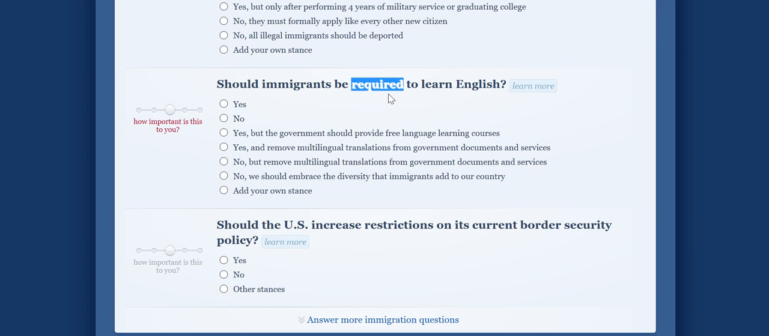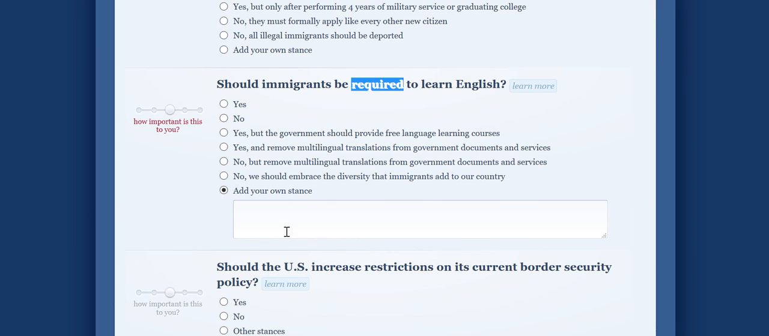But would I require you? Well, I don't know. What's the punishment we're talking about? Am I going to throw you in jail if you don't learn English? Am I going to deport you if you don't learn English? That seems a little questionable, and it can get kind of squirrely there. So, I don't know. Let's add our own stance here.